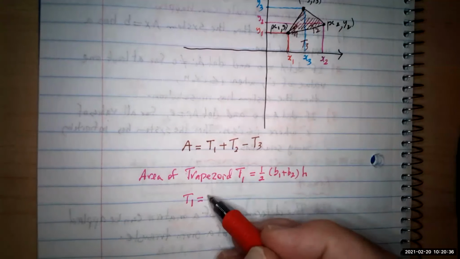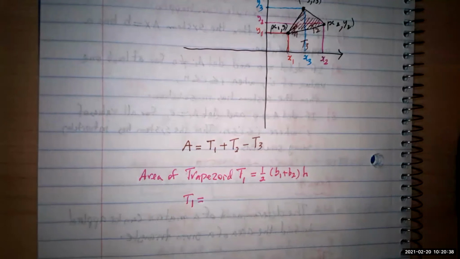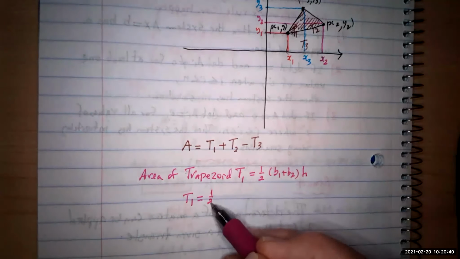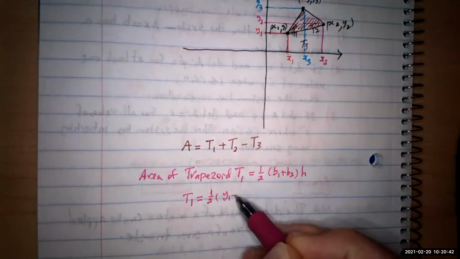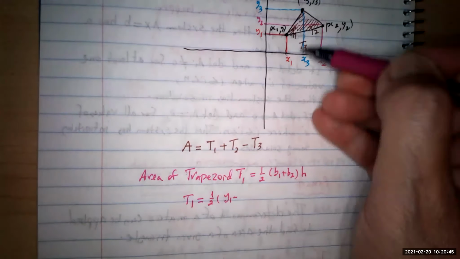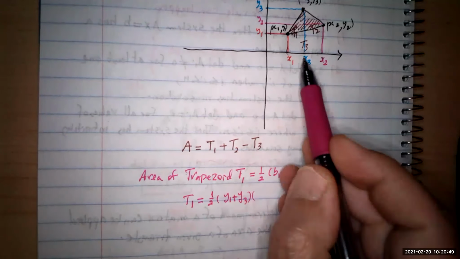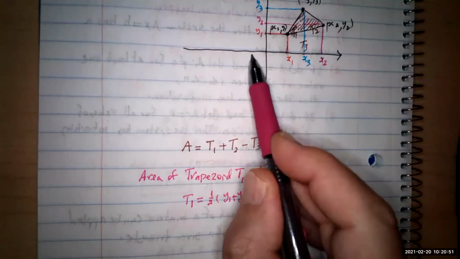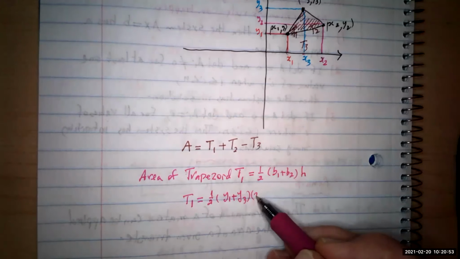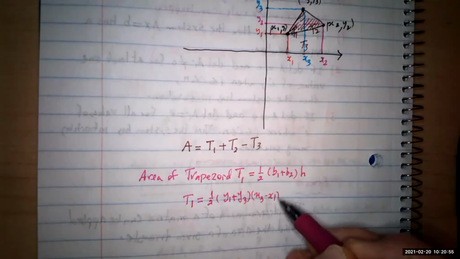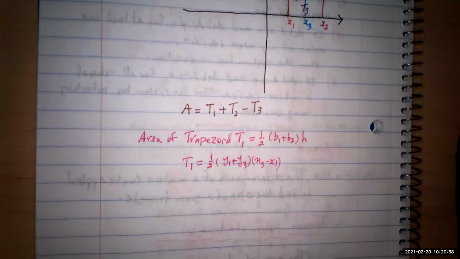Okay, it's going to be 1/2 times y1 plus y3, and the height is going to be different. You see, x3 minus x2. That's it. And similarly, we get the other ones.